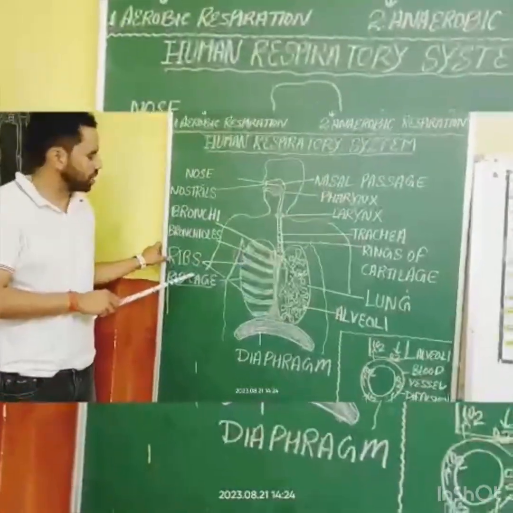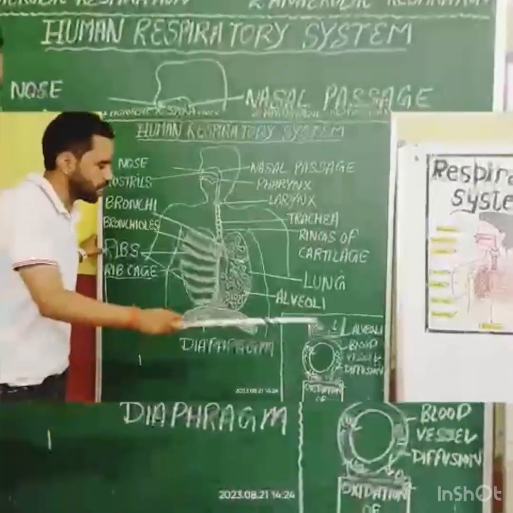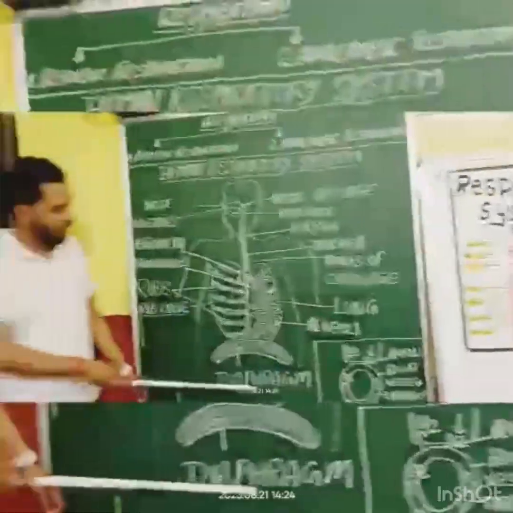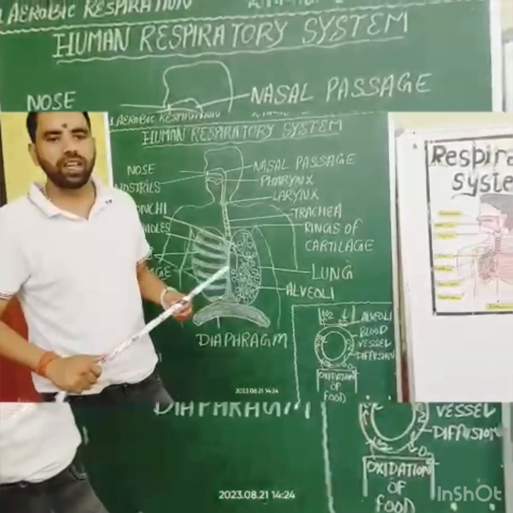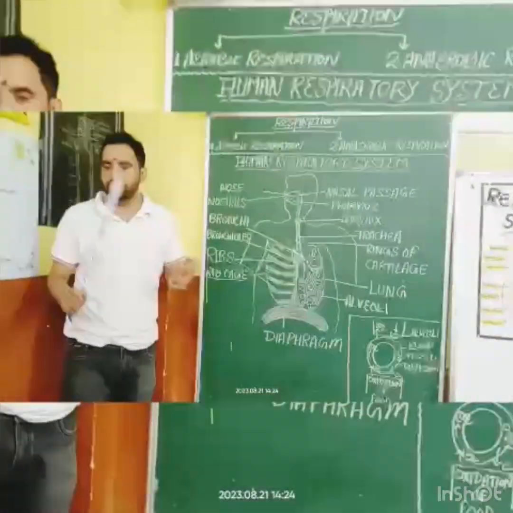Ribs. Rib cage. Alveoli. And diaphragm. These all are the main respiratory organs.